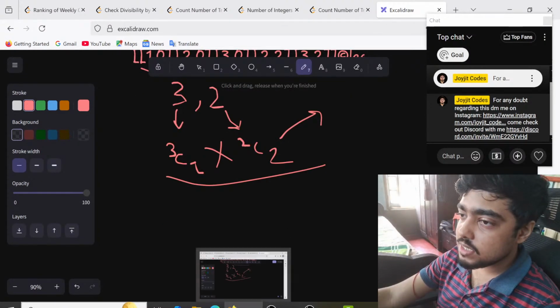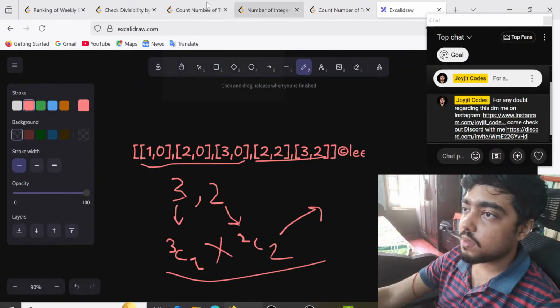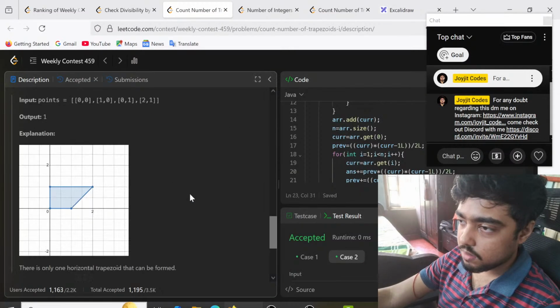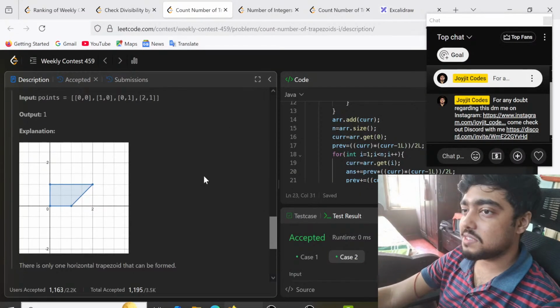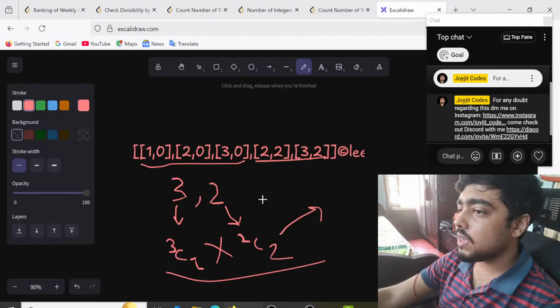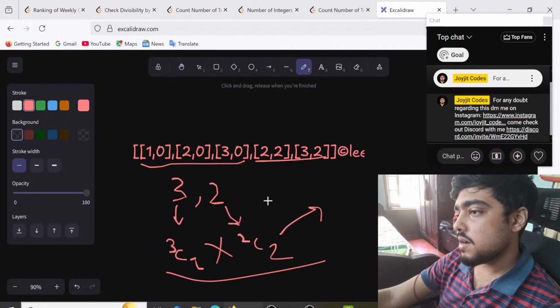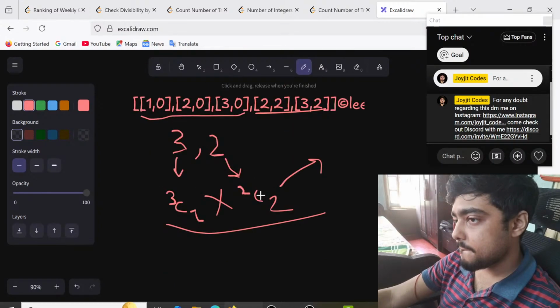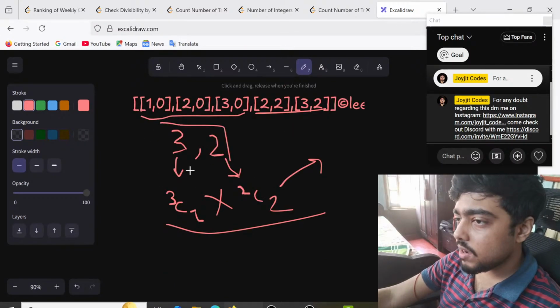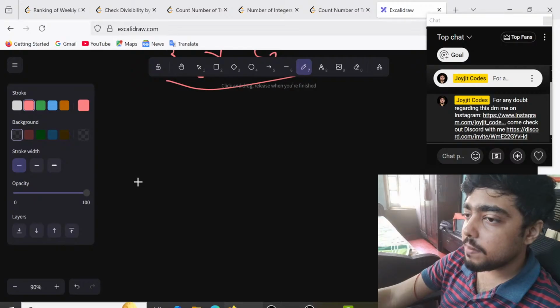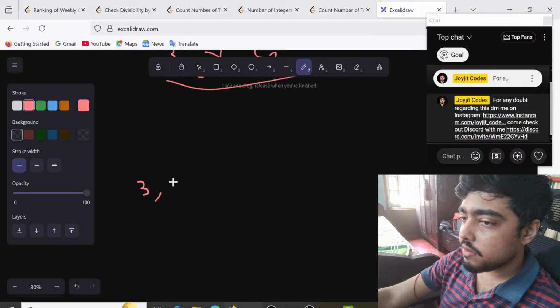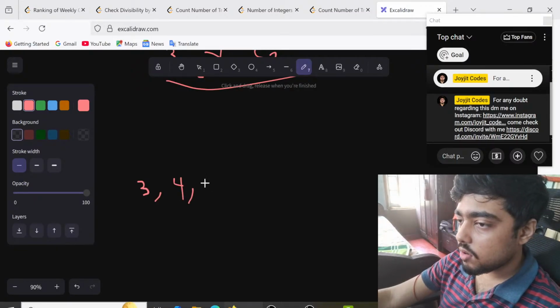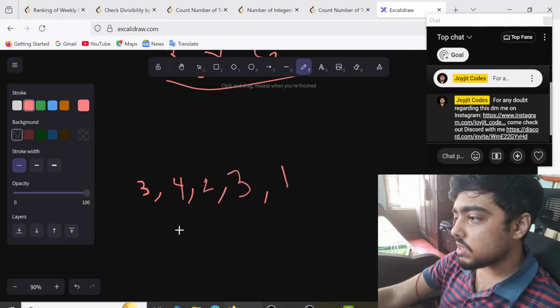Now let's understand a better problem, a more complex one. This is not a complex one, this is the easier one. So this we got 3 2, right? What if it was like 3 4 2 3 1? So how many total elements, how many total points are there?